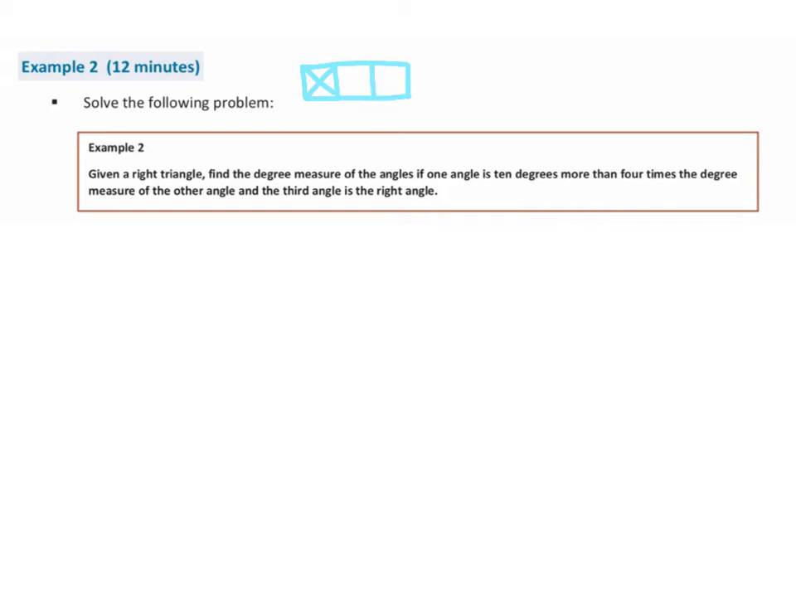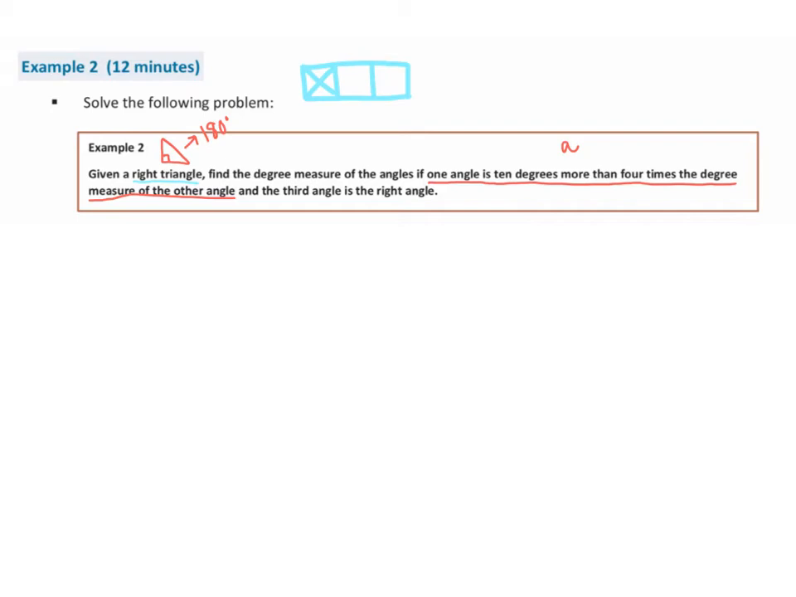Given a right triangle. So one thing I know about a right triangle is that it looks like this, right? It's going to have a 90-degree angle. I know that all of the angles inside a right triangle add up to 180 degrees total. Okay? Find the degree measure of the angle. So I'm going to try to find all three of those angle measurements. If one angle, the first one, is 10 degrees more than 4 times the degree measure of the other angle. So let's just call this first angle, angle A. Okay?